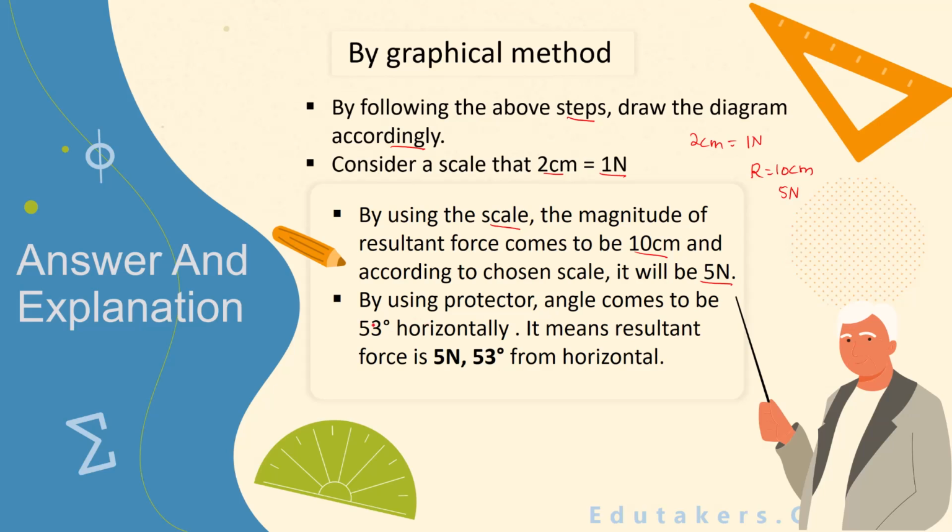By using the protractor, the angle comes to be 53 degrees horizontally. It means that the resultant force is 5 Newton at 53 degrees from horizontal. So the resultant force is 5 Newton and 53 degrees from the horizontal. In this way, you can find out the resultant of the vectors by the graphical method.